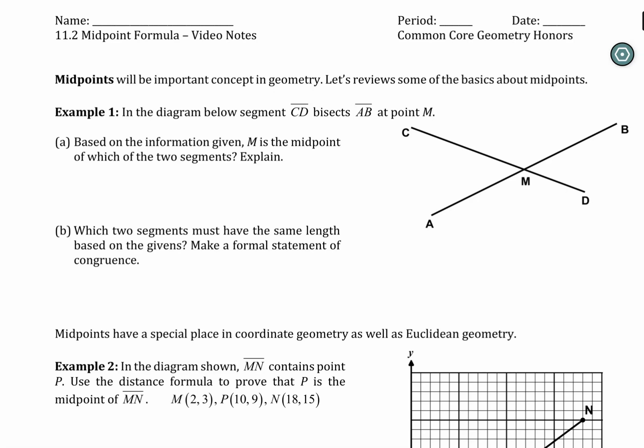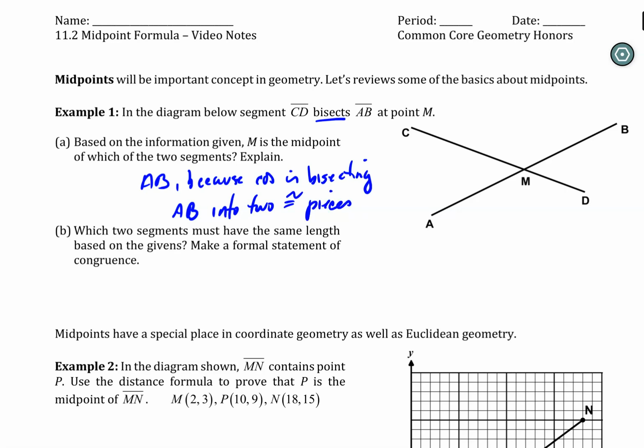In this first example, it says that line segment CD is bisected by AB. And the question says, M is the midpoint of which of the two segments? So again, you've got to be careful on the information and the description, because it says that CD bisects AB. So CD is cutting AB in half. So in this example, M is the midpoint of AB, line segment AB, and that's because CD is bisecting AB into two congruent pieces.